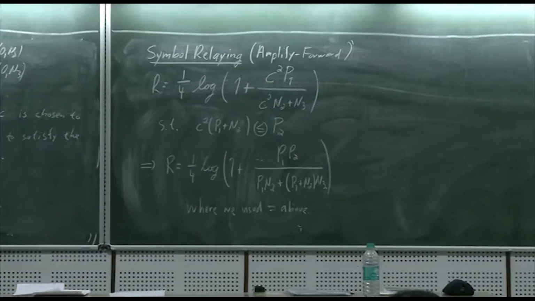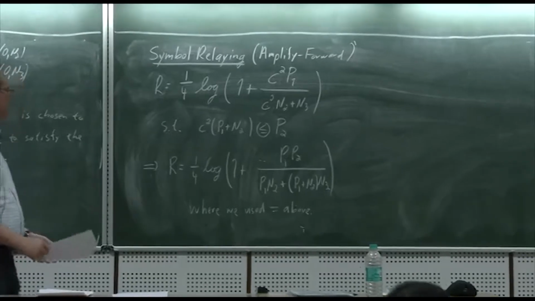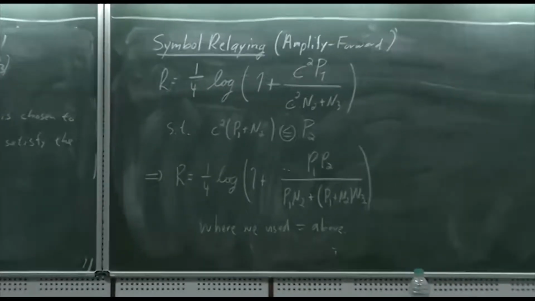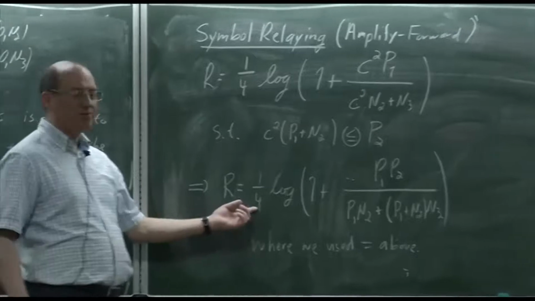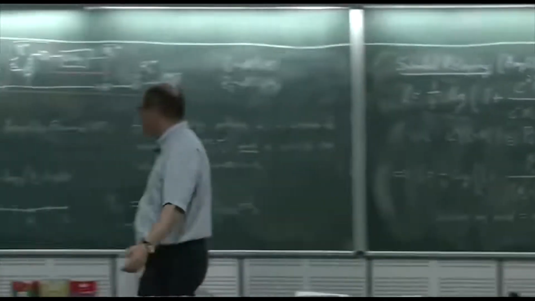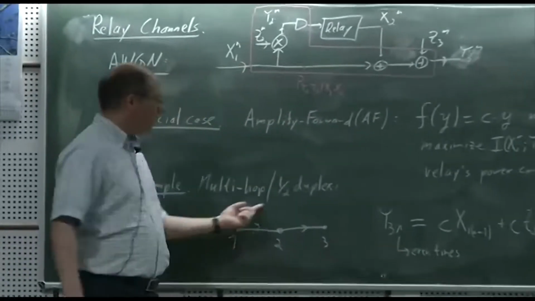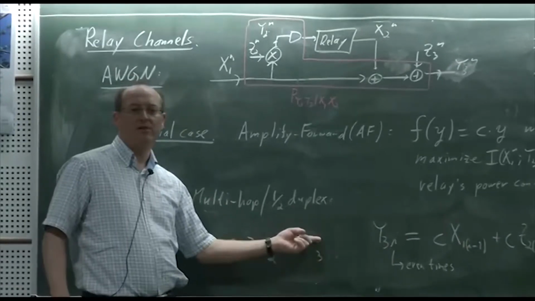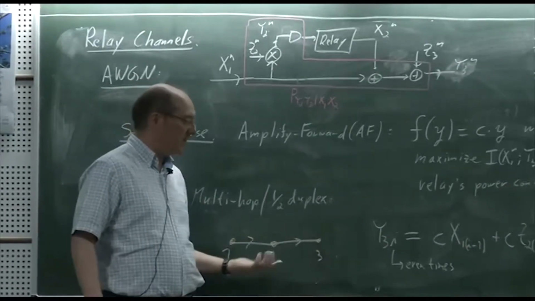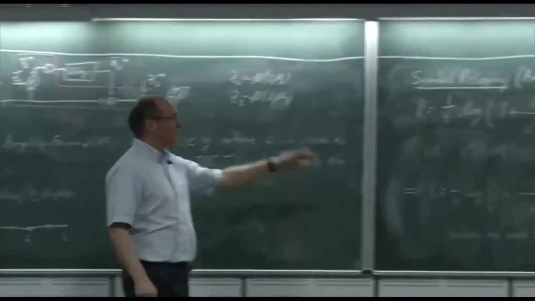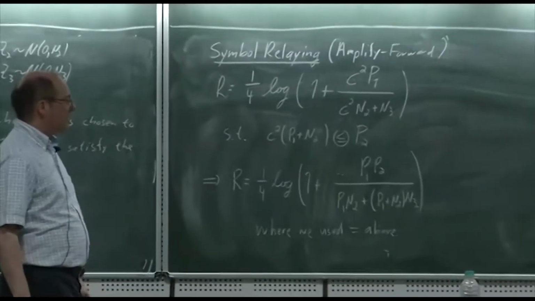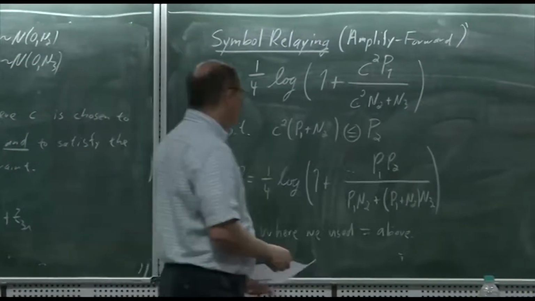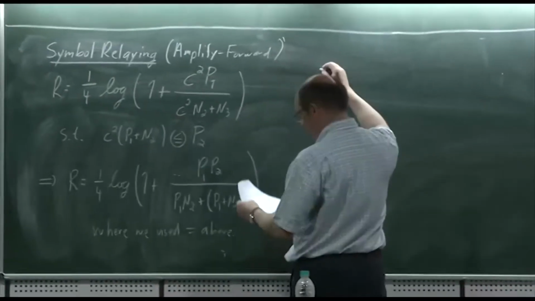Now, if we look at this a little bit more closely, we can say a few things about this rate. First of all, what isn't nice, of course, is the 1/4, but you don't really have much choice if you have no direct link anyway. You might be forced to use the relay, and this is just one strategy for communicating. Now, we can look at different SNR regimes.